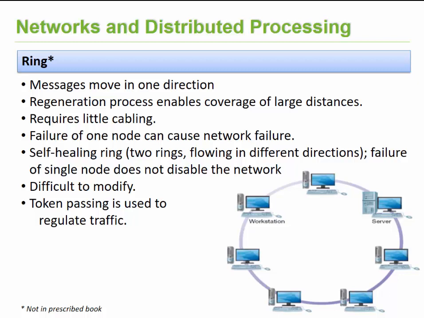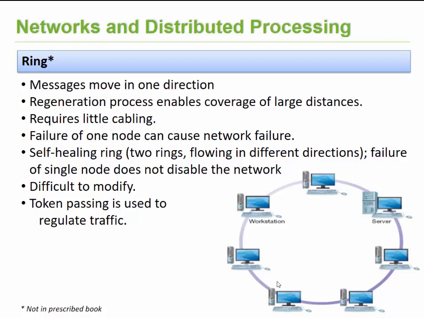Ring topologies require very little cabling when compared to some of the other topologies. The problem is, if there's a failure of a node, it can actually cause the whole network to fail. So we need to keep track of that.